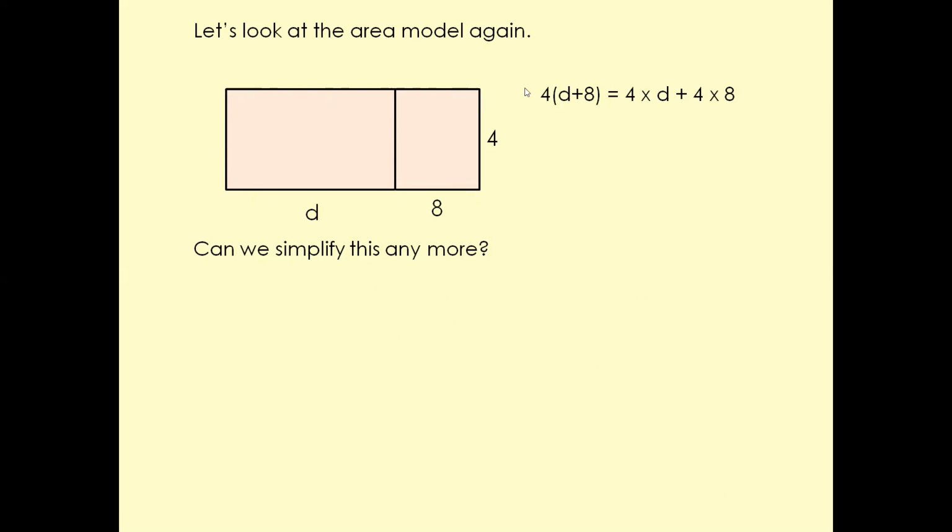In this example, the question is 4 bracket d plus 8. So to find the area of this rectangle first, we'll do 4, because this side is 4, so that side is going to be 4 as well. So 4 times d is 4d. So that's the area of this rectangle. And to find the area of this rectangle, which is the length times the width, 4 times 8. So the answer is going to be 4 times d, which is 4d, add 4 times 8, which is 32.